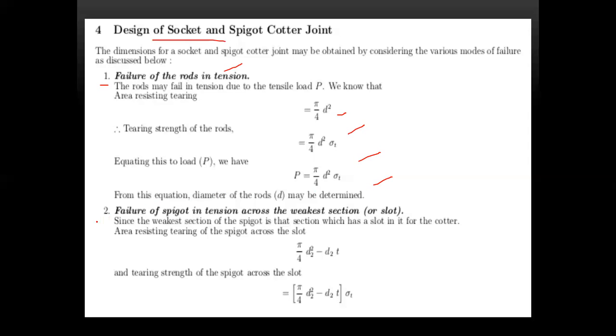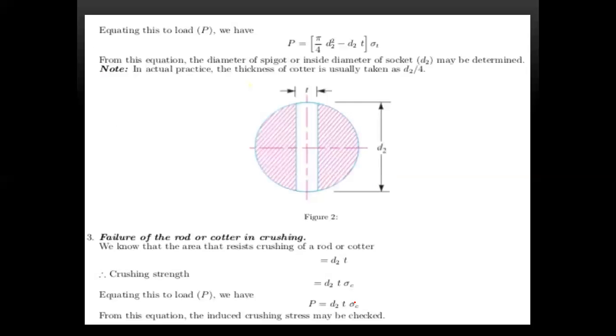The second one is failure at the weakest section. Therefore, the area resisting tearing of the spigot across the slot is equal to pi by 4 d2 square minus d2 into t. And the tearing strength of the spigot across the slot is equal to pi by 4 d2 square minus d2 into t, into sigma t. Equating these two, we get the formula P is equal to pi by 4 d2 square minus d2 into t, into sigma t.